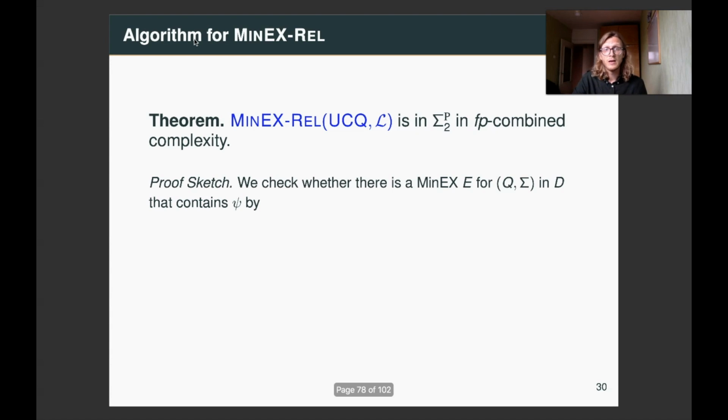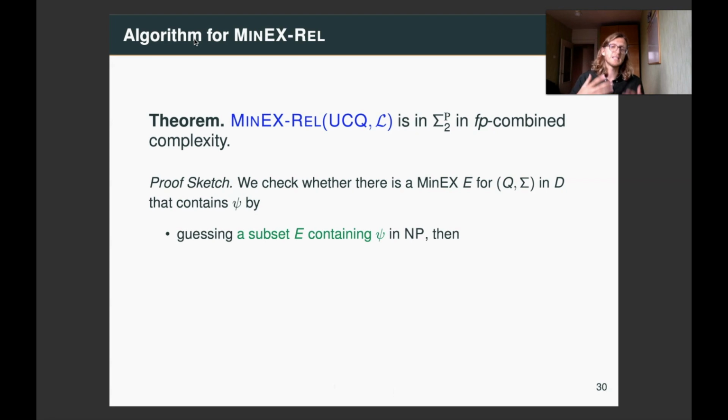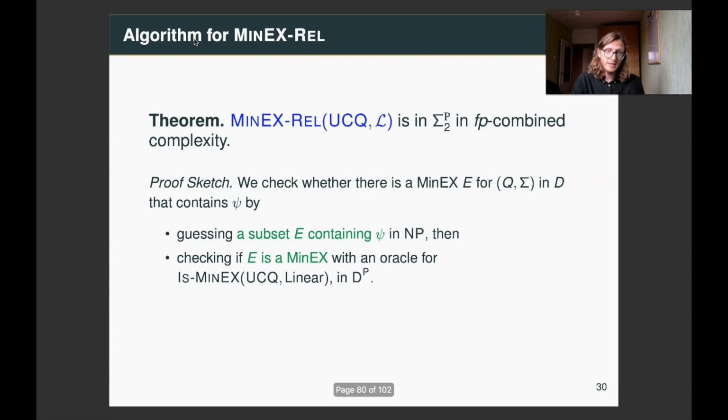We can check that this distinguished fact psi is contained in some minimal explanation by first of all guessing a subset containing this fact, and this can be done in NP, and then checking whether this subset is indeed a minex. That is, we use an oracle for is-minex, and we know that it is in DP. And NP calling a DP oracle is in Sigma P2.